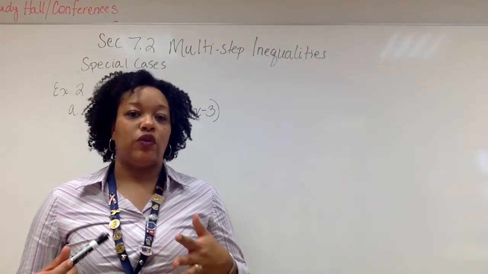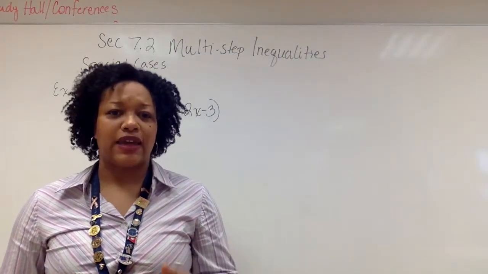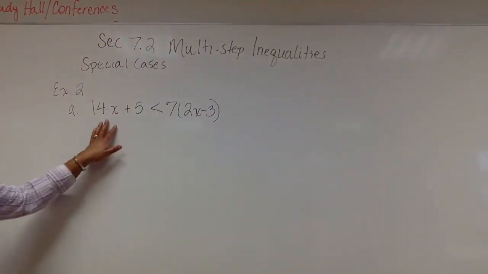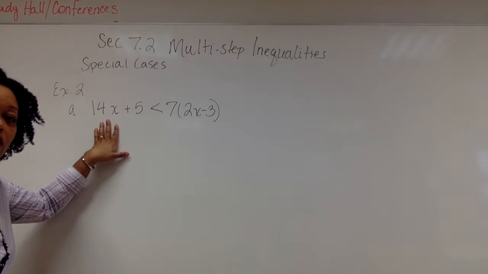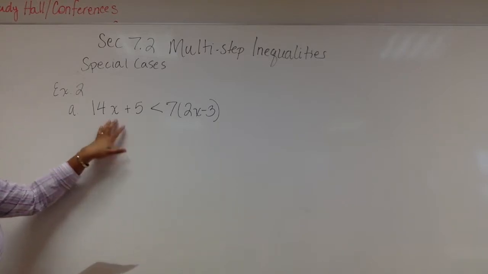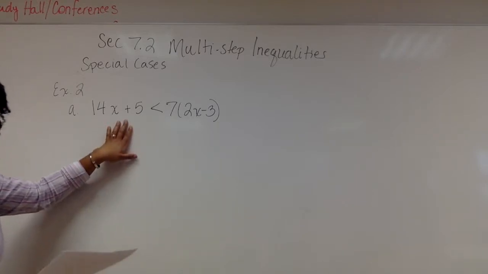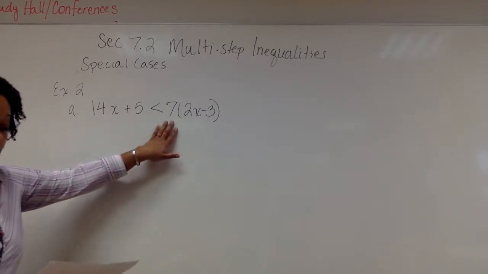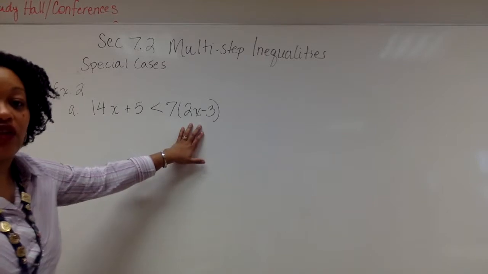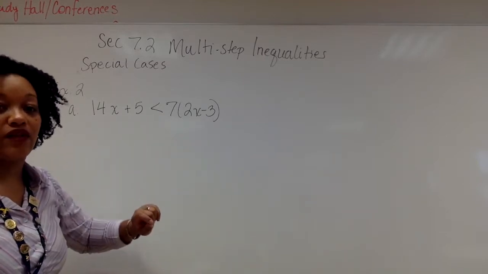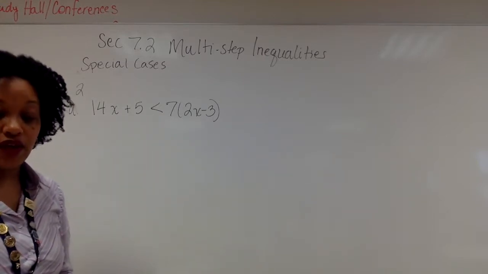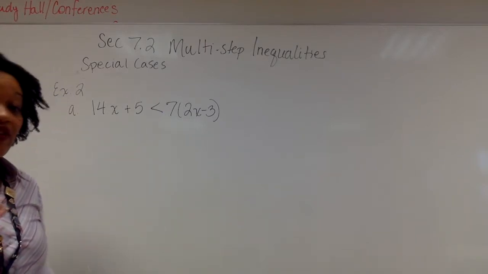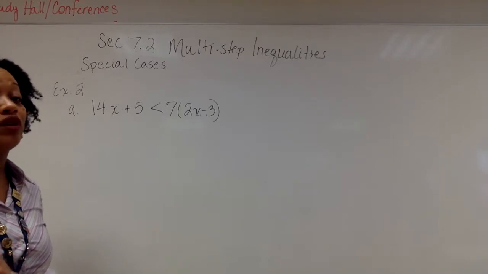Okay, so example 2, I'm going to show you what these special cases look like. Here's what I want you to write down for example 2a. You have 14x plus 5 is less than 7 times the quantity, that lets you know you have parentheses, 2x minus 3. Okay, so I'll give you like 2 seconds to copy that down. You got a lot going on in this inequality. This is truly a multi-step.